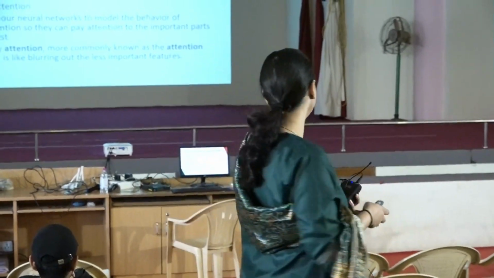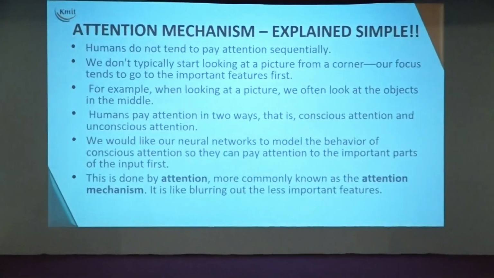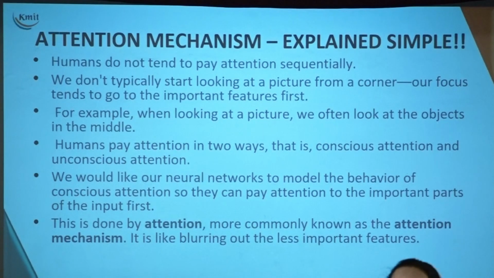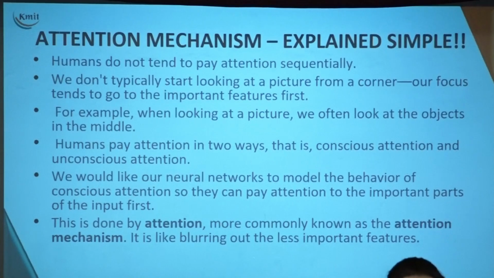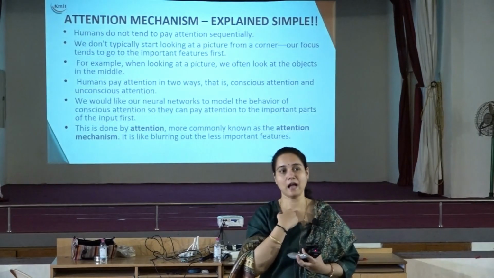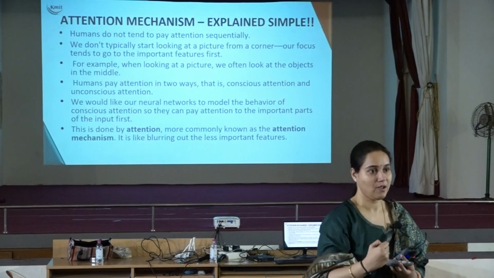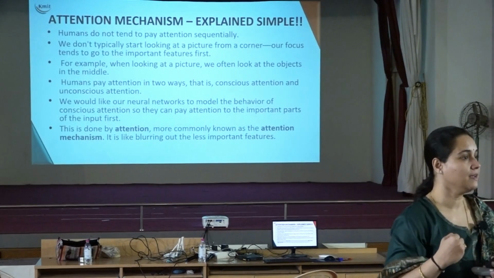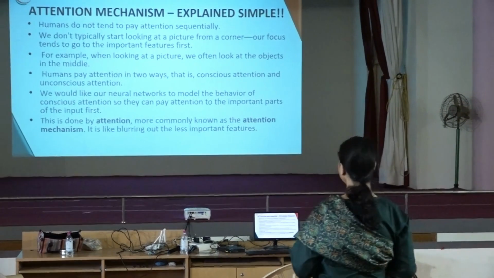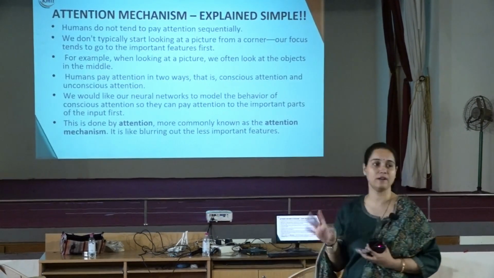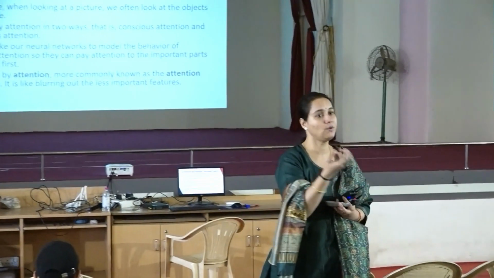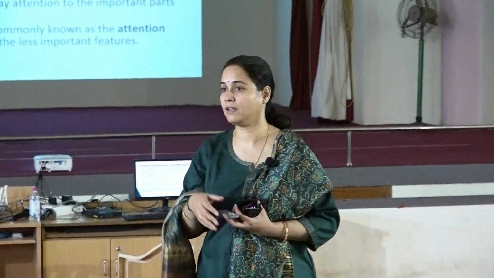Are you clear? So we would like our neural networks also to model the behavior of our conscious attention. So what is happening in our conscious attention? You just go through it, check the pattern between all those important keywords and give me the output. That part I want inside my machine. I want to create that attention mechanism inside my machine. Now this is done by attention, commonly known as attention mechanism, wherein we are blurring out less important features and concentrating more on features which require attention to get the output. Clear enough with attention mechanism, guys?